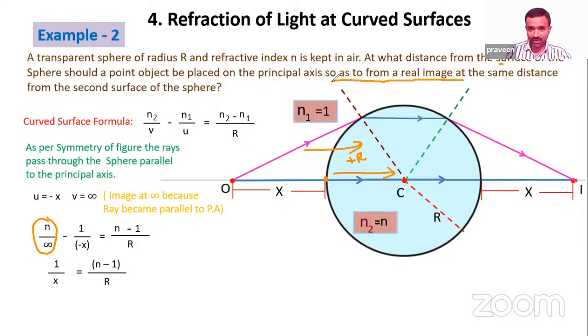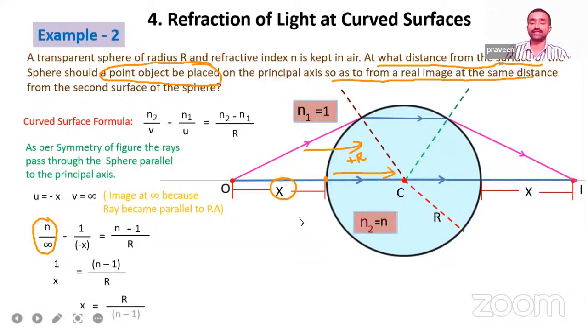So the aim is to form a real image at the same distance where the object will be placed. At what distance from the surface of the sphere should a point object be placed? This you are finding. We already assumed the object distance is X. So I got 1 by X equal to, and if you write the reciprocal, you will get the answer. So X is equal to R by N minus 1. This is the place you select to put the object and to obtain the image at the same distance.